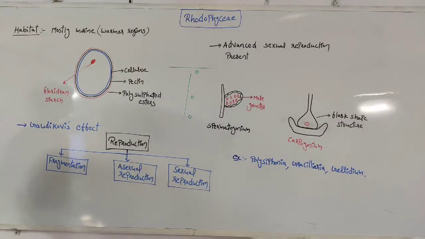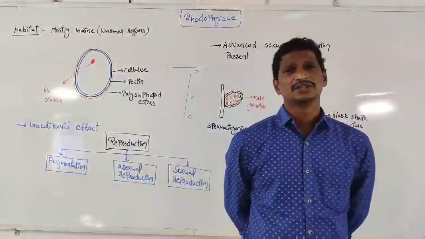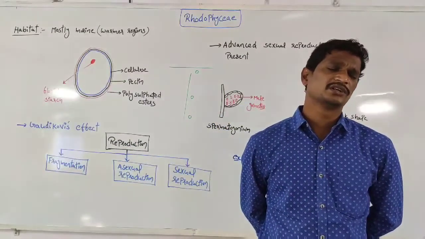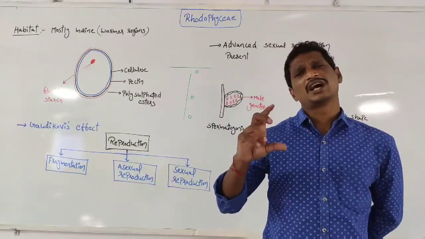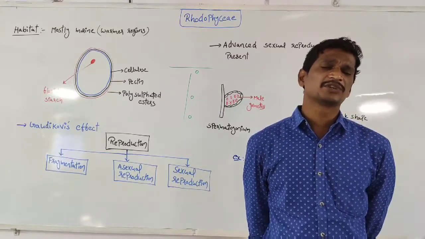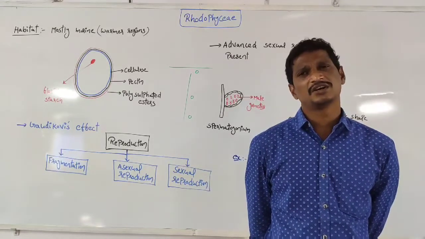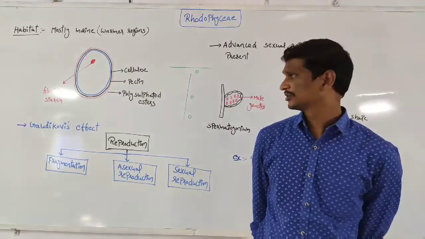So what is the Gaidukov effect? It means, see, red algae grow in the ocean, we know. The color of the red algae changes according to the depth of the ocean.